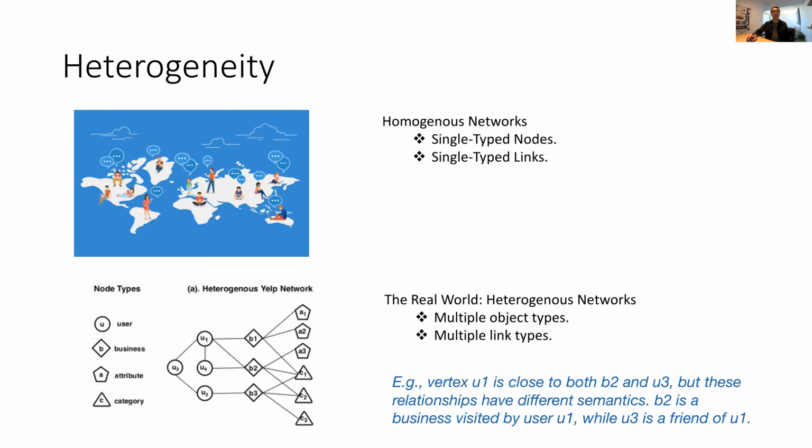Traditional methods on homogeneous network embedding cannot differentiate the semantics carried on the links. For example, a vertex U1 is close to both B2 and B3, but these relationships have very different semantics. B2 is a business visited by U1, while U3 is a friend of U1.